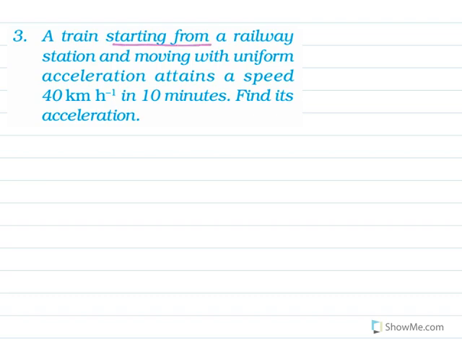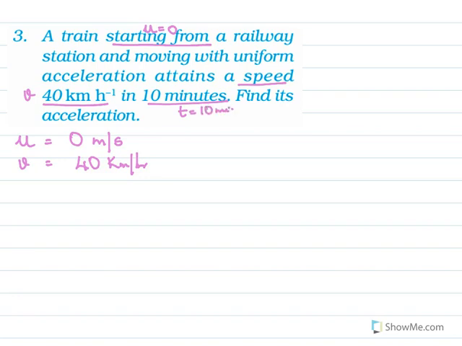A train starting from a railway station. Starting means u equal to 0. Initial velocity equal to 0. So let me write that out. Initial velocity 0 meter per second. And moving with a uniform acceleration attains a speed of 40 km per hour. So V is 40 km per hour. Remember, we need to change it to meter per second. In 10 minutes. So here time is 10 minutes.